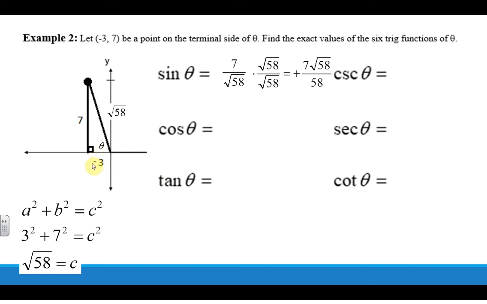Do not forget, this negative just has to do with direction, and then it tells you cosine's negative, all that stuff. All right, so the next real quick one.